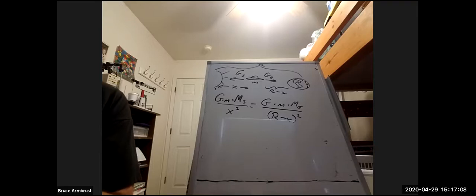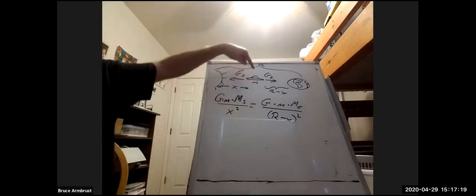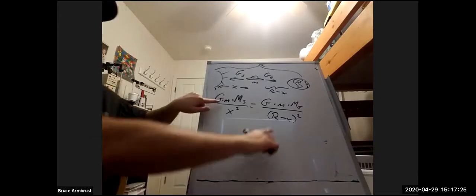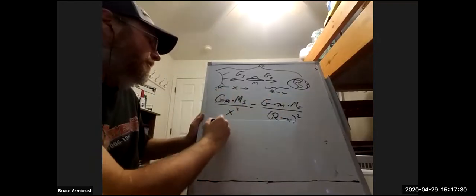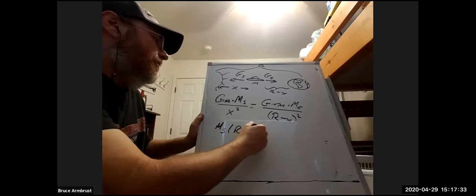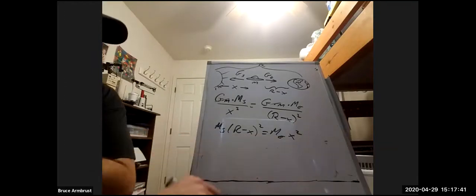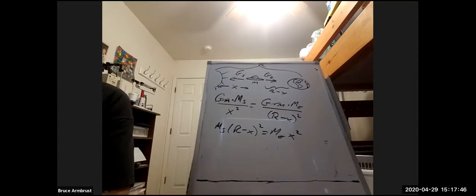All right, so far so good? We like that? All right, I'm getting thumbs up, cool. So interestingly enough, it doesn't matter how massive our object is, it's only going to be that location because that mass is going to cancel out, as does the big G. So we're going to get M_S times (R minus X) squared equals M_E times X squared. And that's a quadratic equation. So we're going to be able to solve it once we put in our numbers.